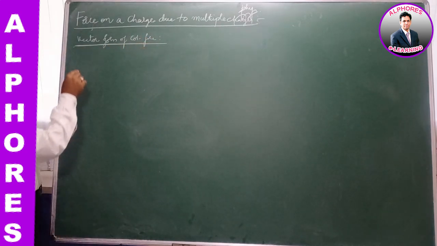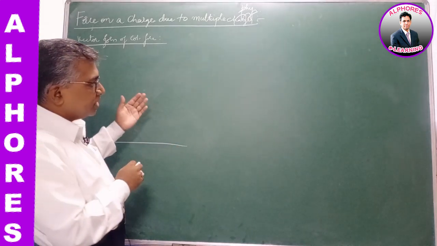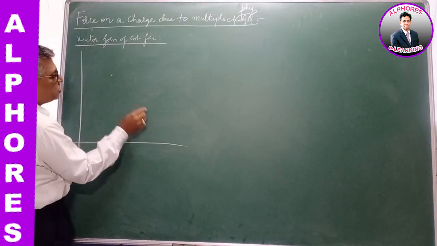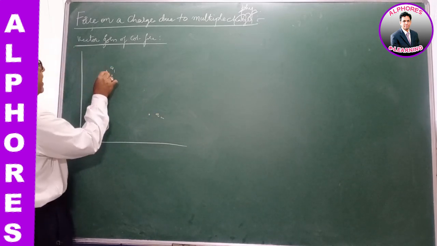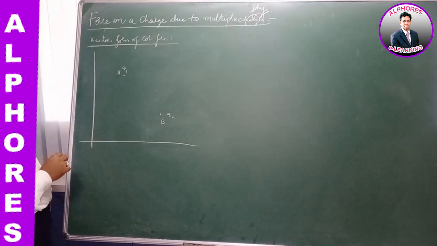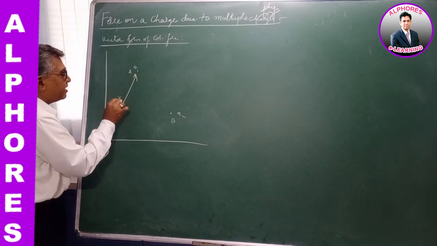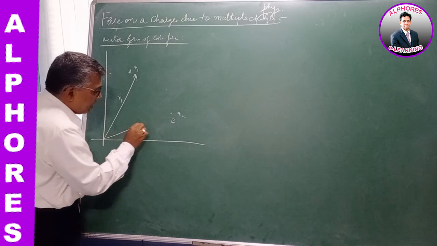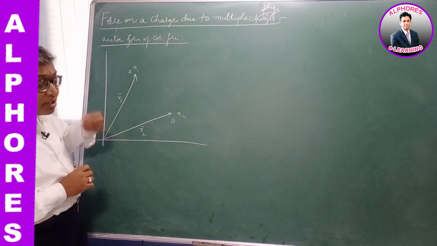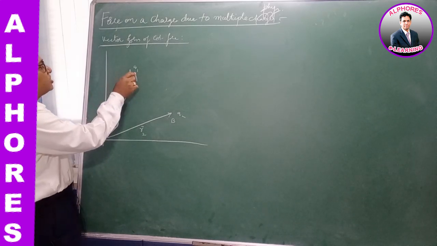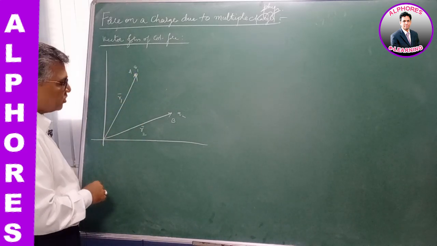Now, consider two charges. Let's suppose this is a Cartesian two-dimensional plane. In this plane, imagine two charges. Let there be two charges Q1 and Q2 at points A and B. Point A has its position vector represented as R1 bar. Point B has its position vector represented as R2 bar. So, vectorially we are taking the things. Charge Q1 has a position vector R1 bar, and charge Q2 has R2 bar.